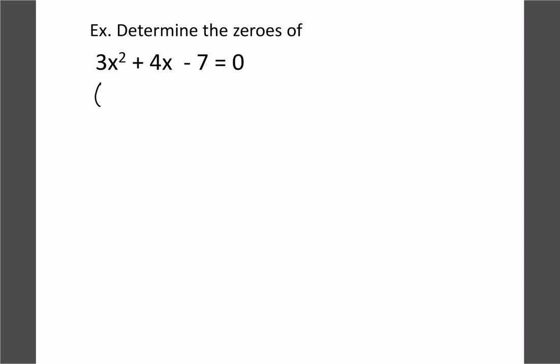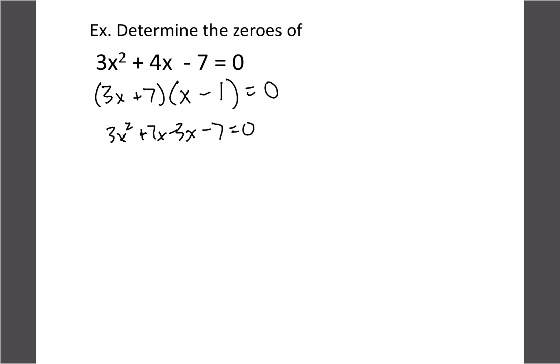So here's another one. Let's try this one. So we have 3x and 1x again. Our 7 has to be 7 and 1. So let's guess this way, and we want plus 4. So let's try plus 7 minus 1 and see if that works. So if we FOIL these out, we get our 3x squared, we get 7x, we get minus 3x, and minus 7. So this one does work. We actually would get our right answer. So from there, our factors give negative 7/3 and positive 1 as our solutions. So that works well for that, but once again, we could use our formula.